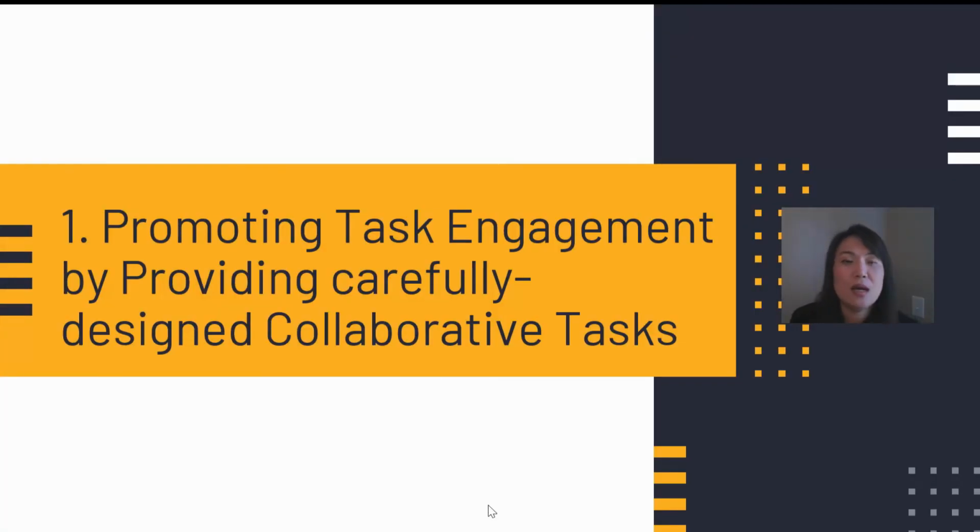Number one, let's promote task engagement by providing carefully designed collaborative tasks. I think we all know the importance of designing effective collaborative tasks, and that's just the core part of TBLT. And how do we do that? We need to consider students' needs and interests and what they want to learn from the class that they can take away when they move to the real world.